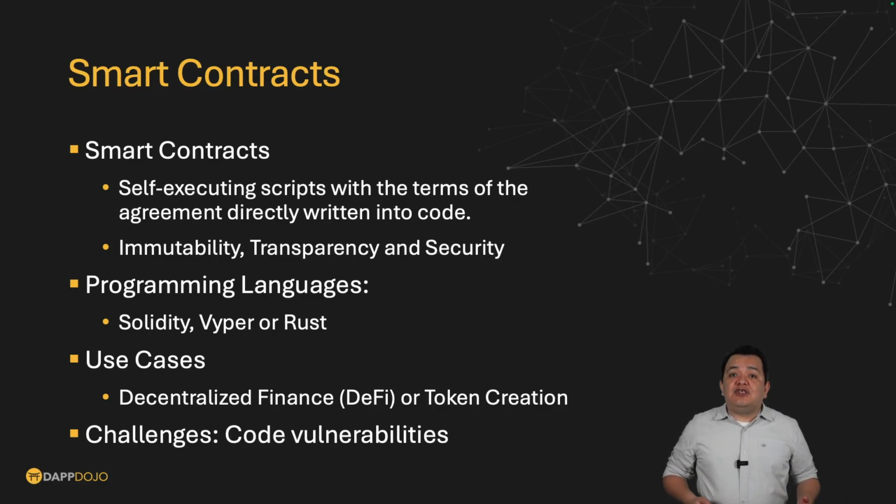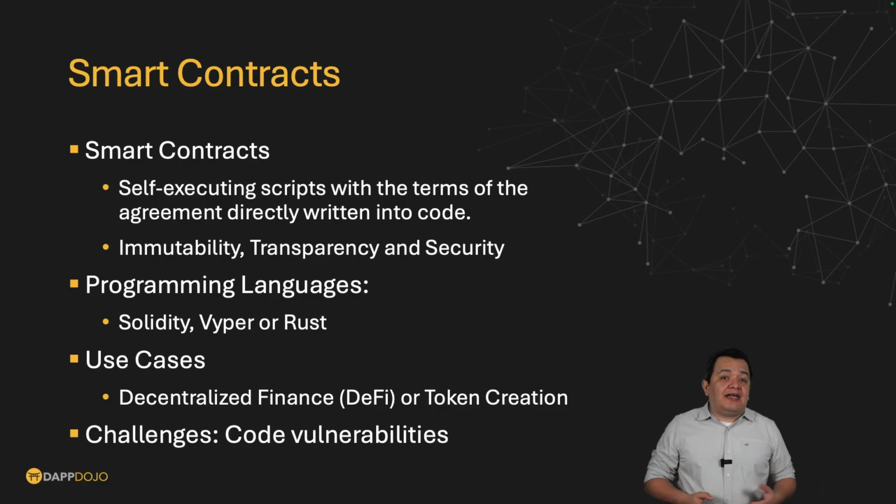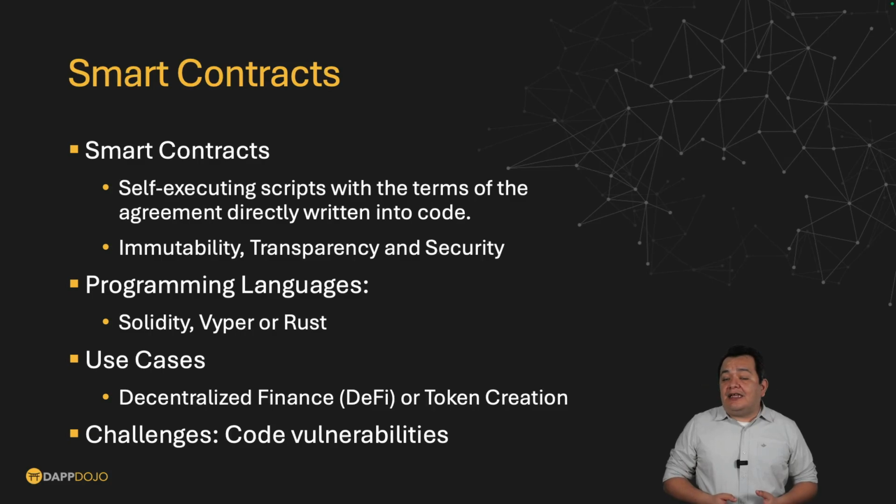Viper is an alternative programming language based on Python for smart contracts on Ethereum. It is intentionally designed to be more secure and simple than Solidity, with fewer features to minimize the potential for vulnerabilities. Viper is often considered for critical applications where security is paramount. Rust is gaining popularity as a programming language for smart contracts, particularly in blockchain platforms like Polkadot and Solana. Rust is known for its emphasis on memory safety and performance.